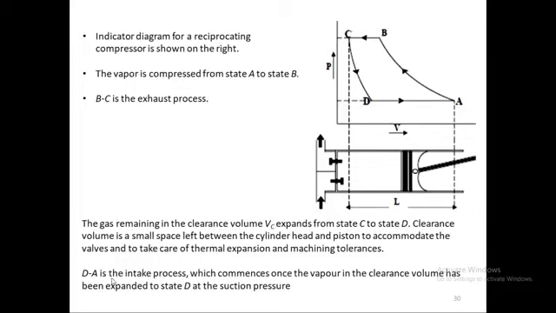D to A is the intake process, which commences once the vapor in the clearance volume has been expanded to state D at the suction pressure. So actually suction of the fresh gas starts between D and A. It is not the entire sucked volume. Sucked volume is from this dash line to A. The piston stroke is L, and the volume covered by one stroke is called the sucked volume. So that volume and the volume of the gas which is being taken in are different. D to A is the intake process.